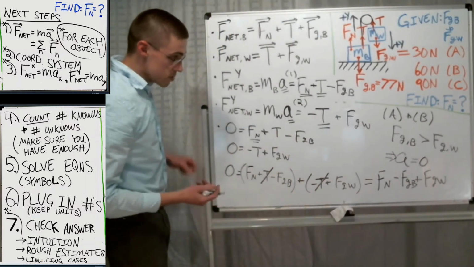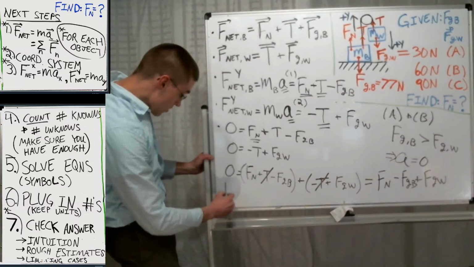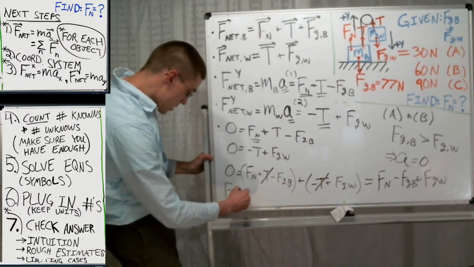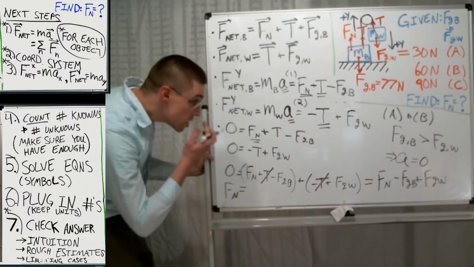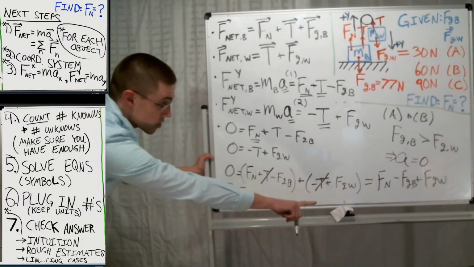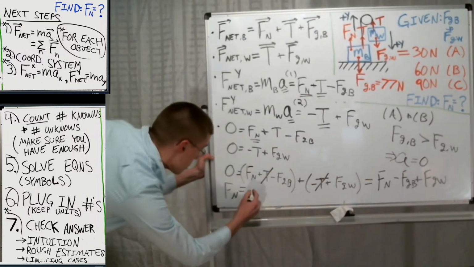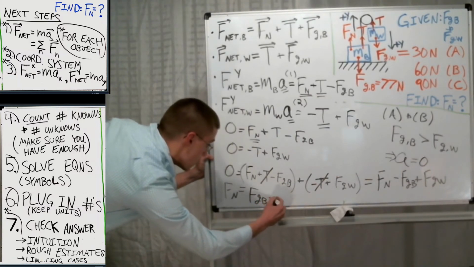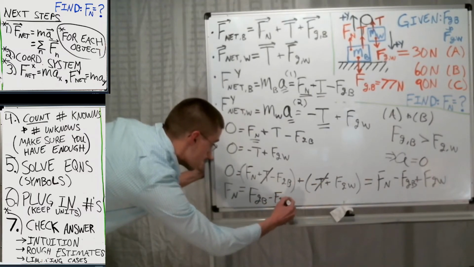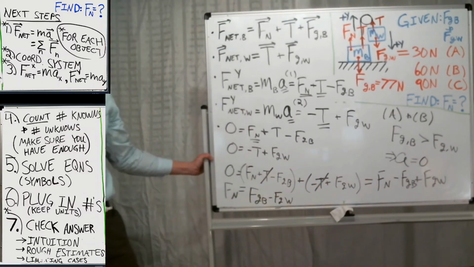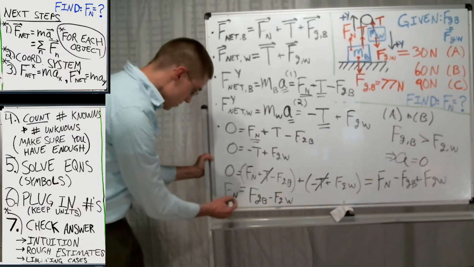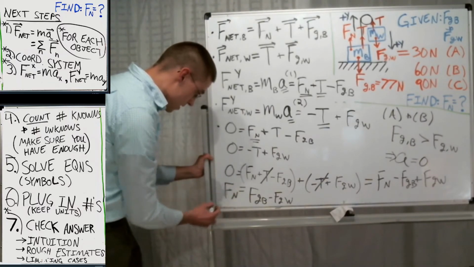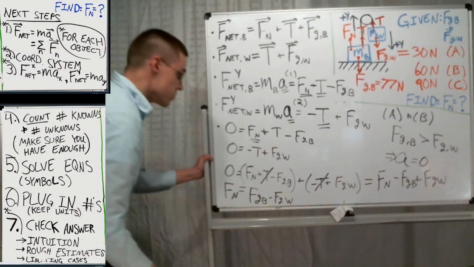And in other words, the normal force is equal to, adding across those other 2 terms, the force of gravity B minus force of gravity W. Okay, this is exactly what I was asked to find. So let's just plug in the two numbers.